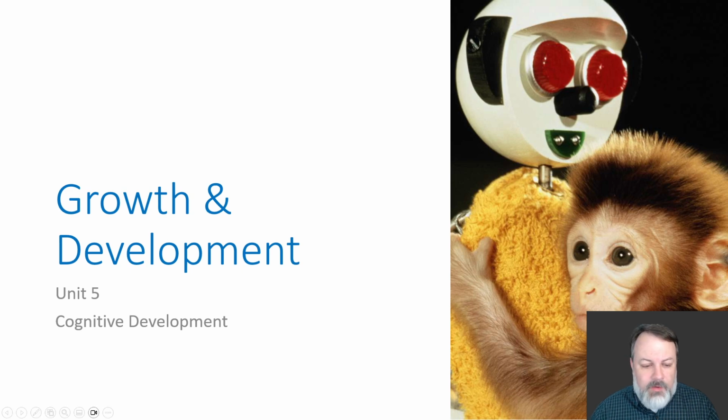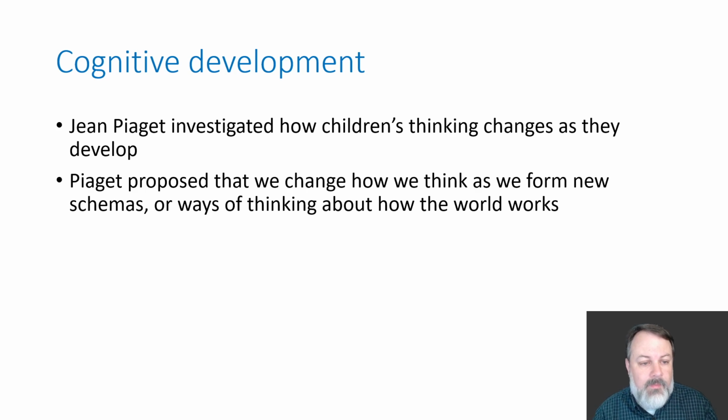In this section, we're going to discuss cognitive development. So, Piaget investigated how children's thinking changed through development. And through these studies, he proposed that people change how we think as we form new schemas, or in other words, ways that we think about how the world works.